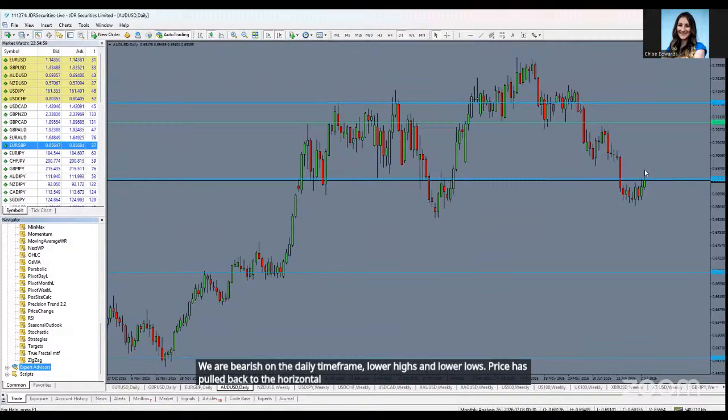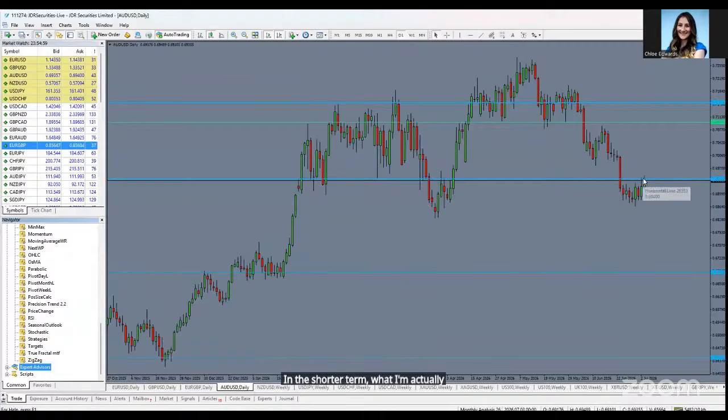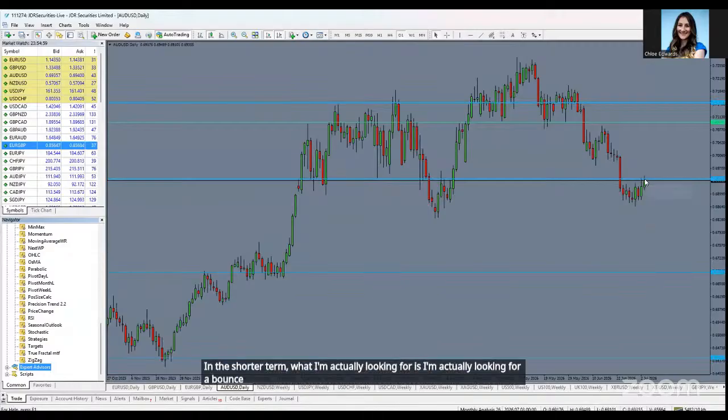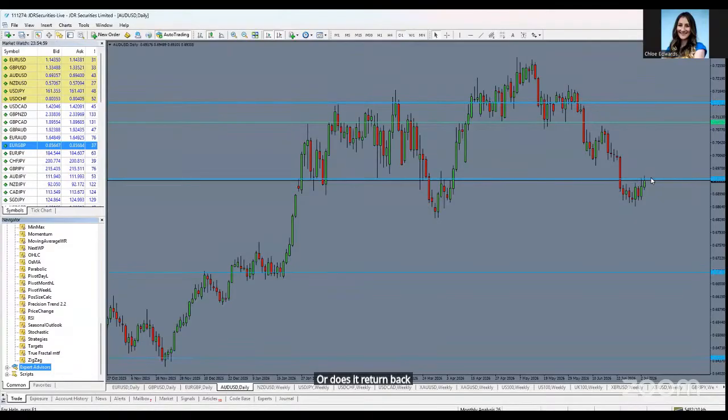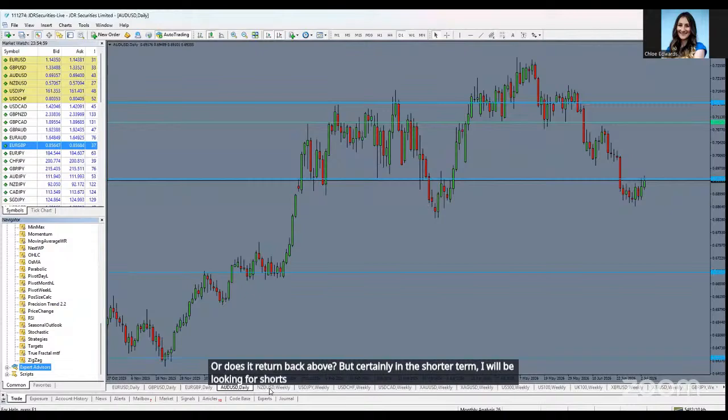So while on the bigger weekly time frame, I'm anticipating potentially a right-hand shoulder forming up here, in the shorter term, what I'm actually looking for is a bounce underneath this level for a return to the downtrend. So either thing could happen. It just depends what the market does over the next couple of days. Does it bounce short or does it return back above? But certainly in the shorter term, I will be looking for shorts on Aussie dollar.